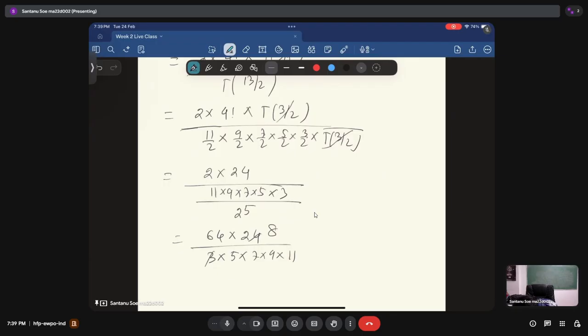So 3 and it goes 8, and I don't think anything will get cancelled out here. So this should be 512 divided by, so 35 multiplied by 11 is 385. Multiplied by 9 will be 3465. Correct? So it should be 3465. So this should be the answer.